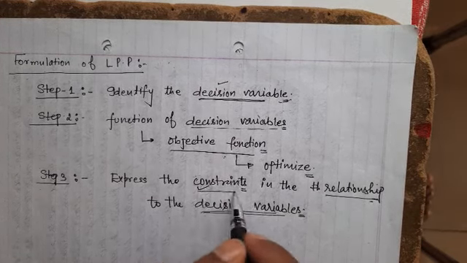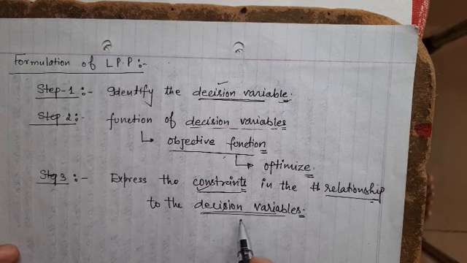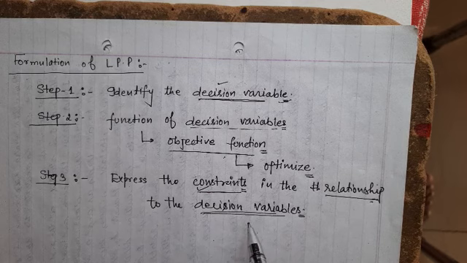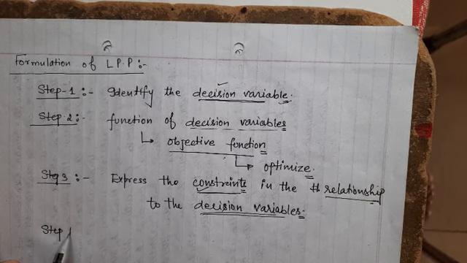Constraints are some restrictions, some limitations imposed on the decision variables. That may be the availability of time or the availability of material. They may be of equality or inequality type. Through the problem we will look at how to explore these steps.